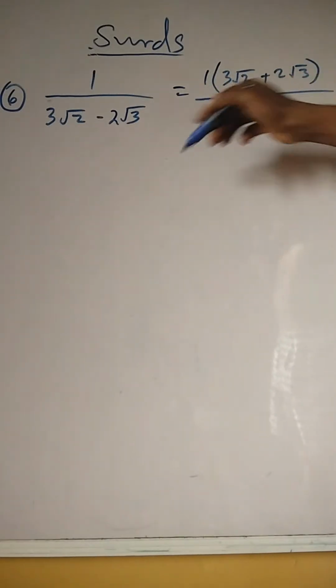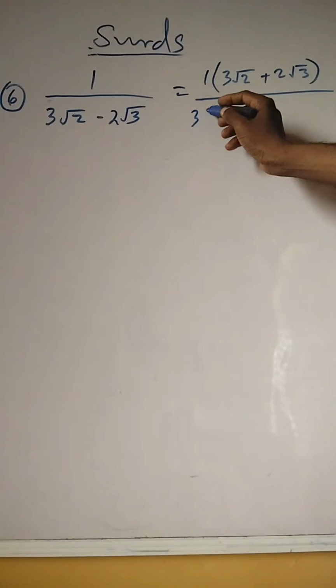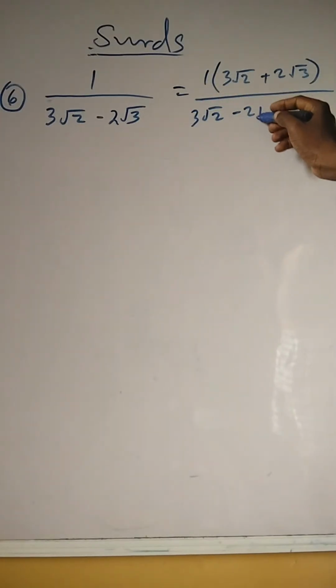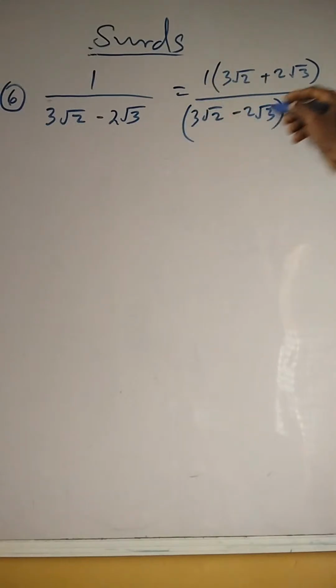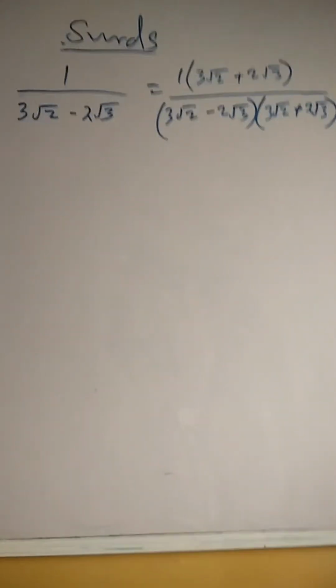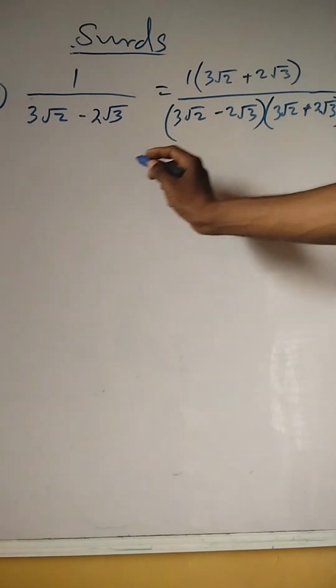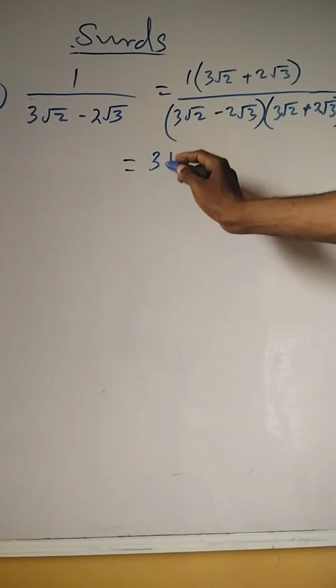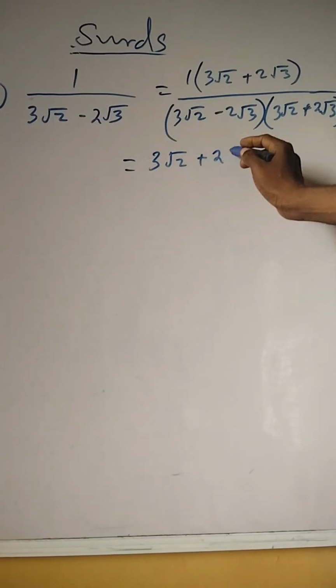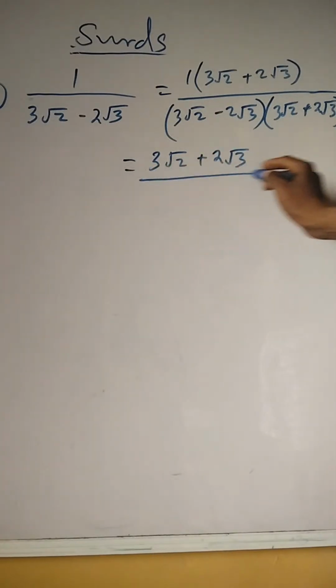Then divided by, multiply this also by the conjugate. We have 3 root 2 minus 2 root 3, multiply by also 3 root 2 plus 2 root 3. Then when we expand the bracket up here, we still have the same thing, 3 root 2 plus 2 root 3, then divided by, this also follows the difference of two squares.